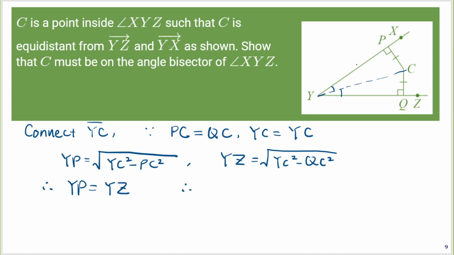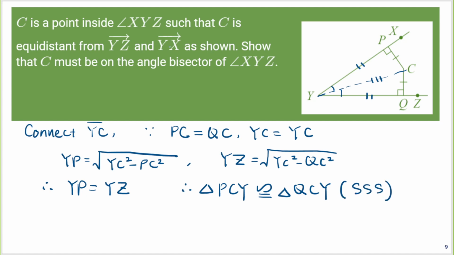And therefore, if this side equals this side, and PC equals QC, and they share the same length here, then we could say triangle PCY must be congruent to triangle QCY, right? According to SSS. Therefore, we have proved angle PYC equals angle QYC, right? Therefore, we have proved if PC equals CQ and C is inside angle XYZ, then C must be on the angle bisector of XYZ.